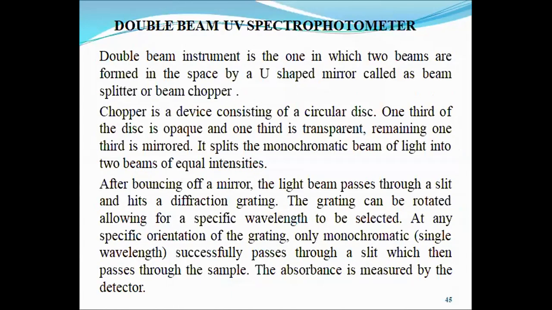Now the double beam spectrophotometer, the same thing, with the help of a chopper, which is a device which will split the monochromatic beam into two beams of equal intensity, and then the light beam passes through a slit.